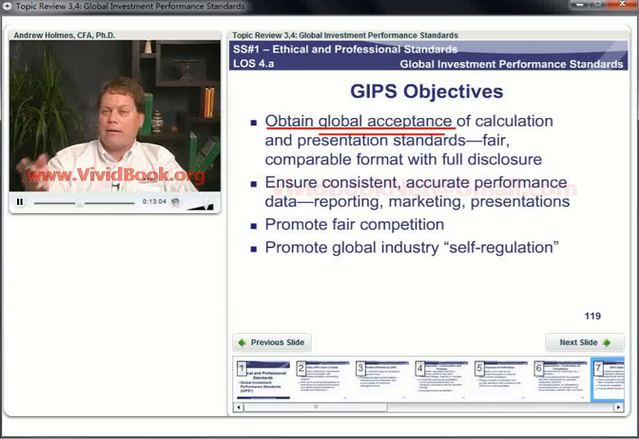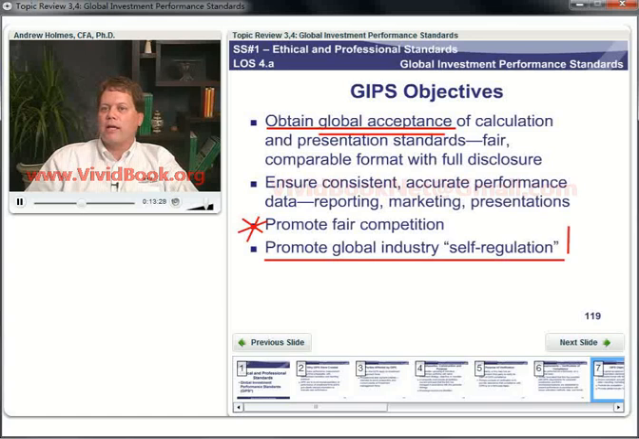So while I told jokes about you not being good and trying to obfuscate the truth, you still can't do that because you have this obligation to live up to the code and standards, and the standards very clearly say full, accurate, and complete information. So ensure consistent, accurate performance data, and that's for reporting purposes, marketing purposes, presentations that you make. And we want to promote fair competition. This is the big deal. And of course, we want to promote industry self-regulation.